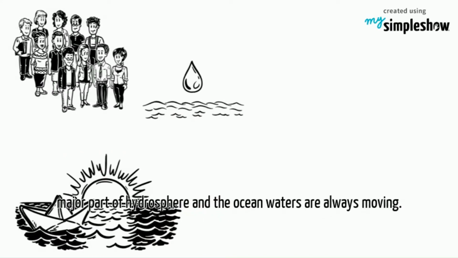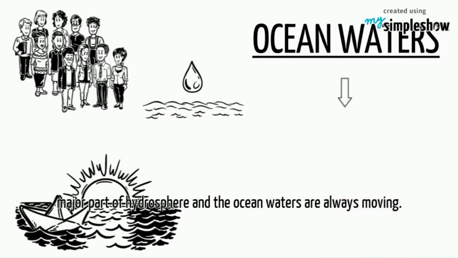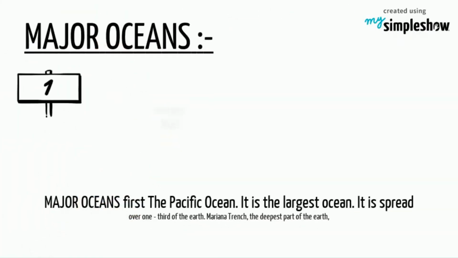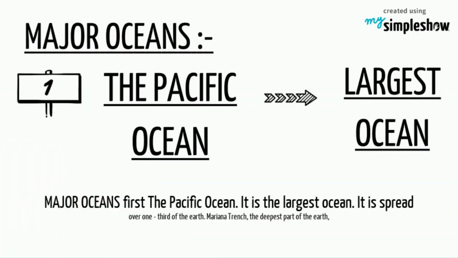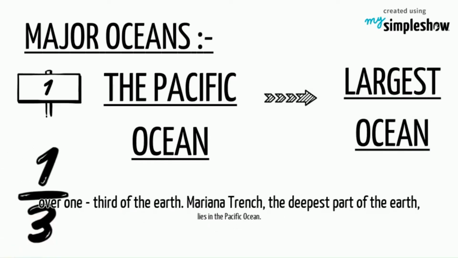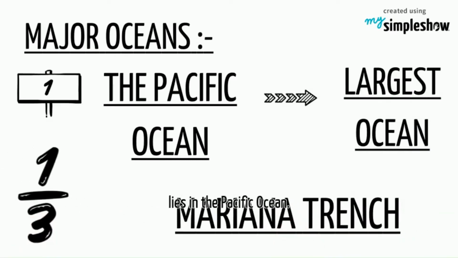Oceans are a major part of the hydrosphere and the ocean waters are always moving. Major oceans. First, the Pacific Ocean. It is the largest ocean. It is spread over 1/3 of the Earth. Mariana Trench, the deepest part of the Earth, lies in the Pacific Ocean.